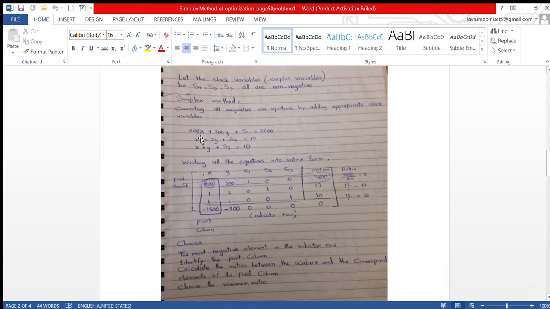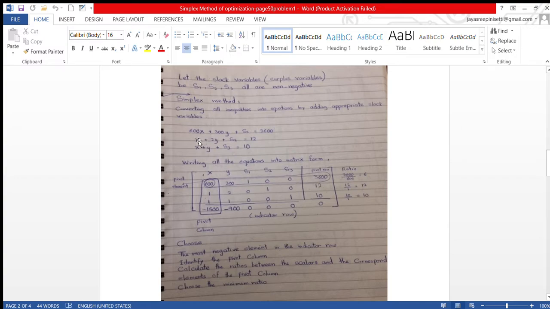So what variables do we have here on the left hand side? X, Y, S1, S2, S3, right? So write, in the first equation, the coefficients behind these variables. What is the coefficient of X? 600. Coefficient of Y? 300. Coefficient of S1? 1. Coefficient of S2, S3? 0, 0. But why? Since there is no S2, S3 in equation 1. And then the right hand side. Make a line here to separate the left hand from the right hand. And the right hand scalar value is 3600.